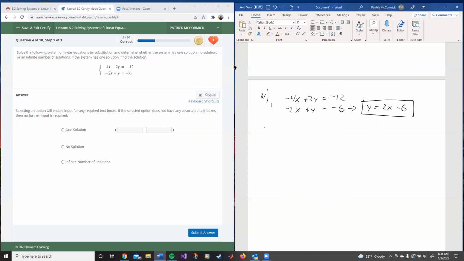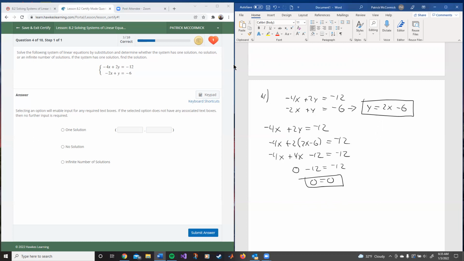Plug it into the other equation. So -4x plus 2y equals -12. So -4x plus 2 times (2x minus 6) equals -12. All right. Distribute that 2. Just be very careful here. So plus 4x minus 12 equals -12. Combine some like terms. So I get, look what happens. That cancels out. So I get 0 minus 12 equals -12. Add the 12 to both sides. I get 0 equals 0.